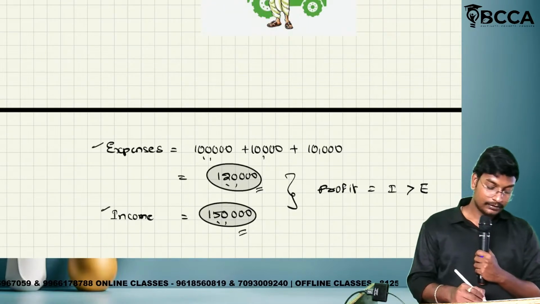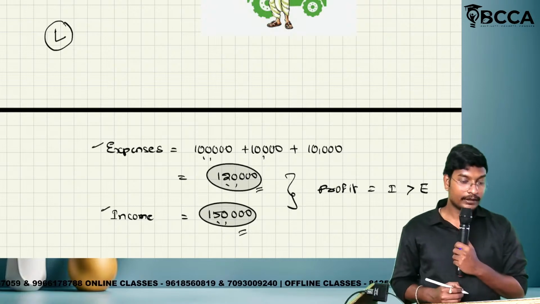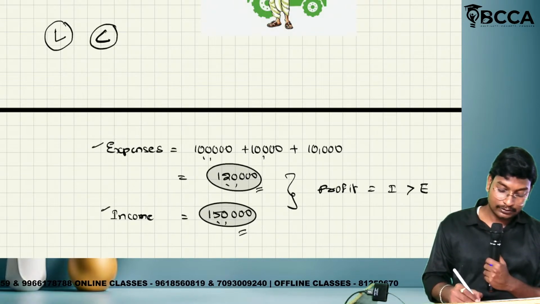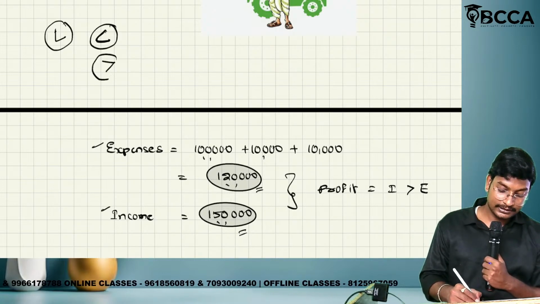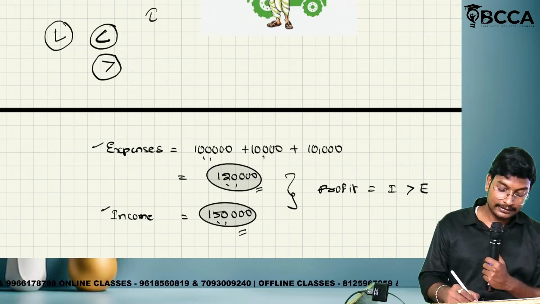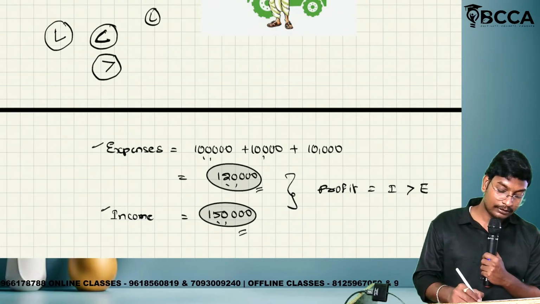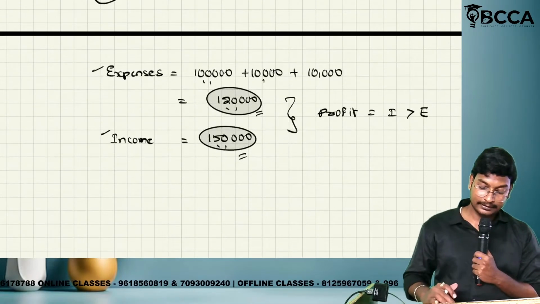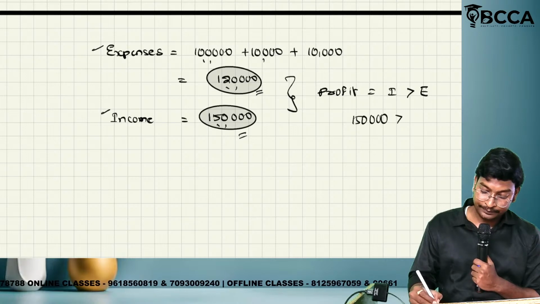For example, what is this letter? L. The symbol is like this: L means less than. L stands for less than. The symbol opposite to L is called greater than. So income, how much? 1,50,000 is greater than 1,20,000.